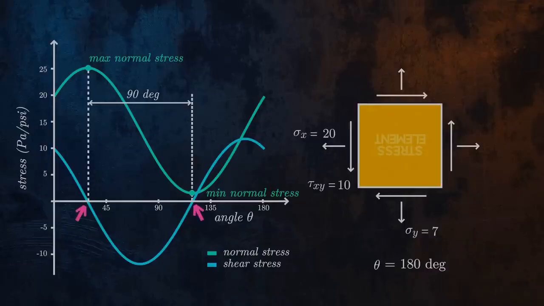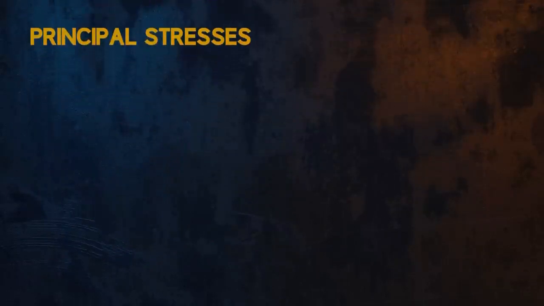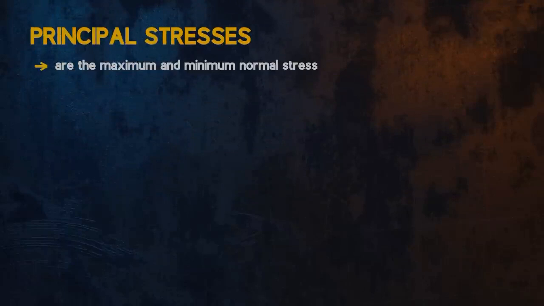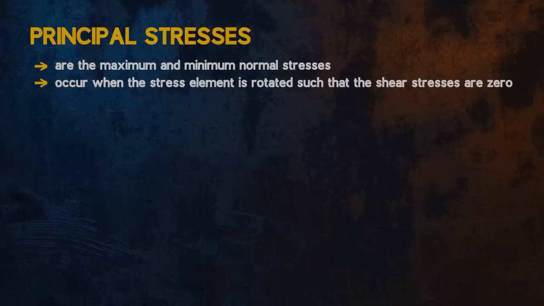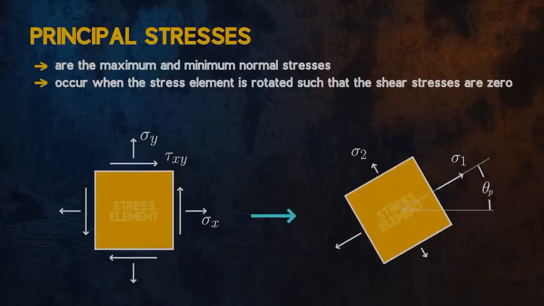These faces on which the shear stresses are 0 are called the principal planes, and the corresponding maximum or minimum normal stresses acting on these planes are known as the principal stresses. Principal stresses are very important, so let's recap. They are the maximum and minimum normal stresses acting on our stress element. They always occur when the stress element is rotated such that the shear stresses are 0, as shown here.